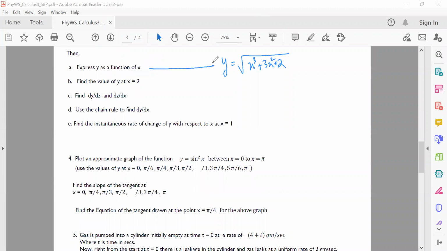Okay, so this is your y as a function of x. Now you want to find the value of y at x equal to 2. So you can see that is square root of 2 cube plus 3 into 2 square plus 2. So that becomes square root of 8 plus 12, that's 20, plus 2. So square root of 22. Okay. Then we want to find dy/dz.